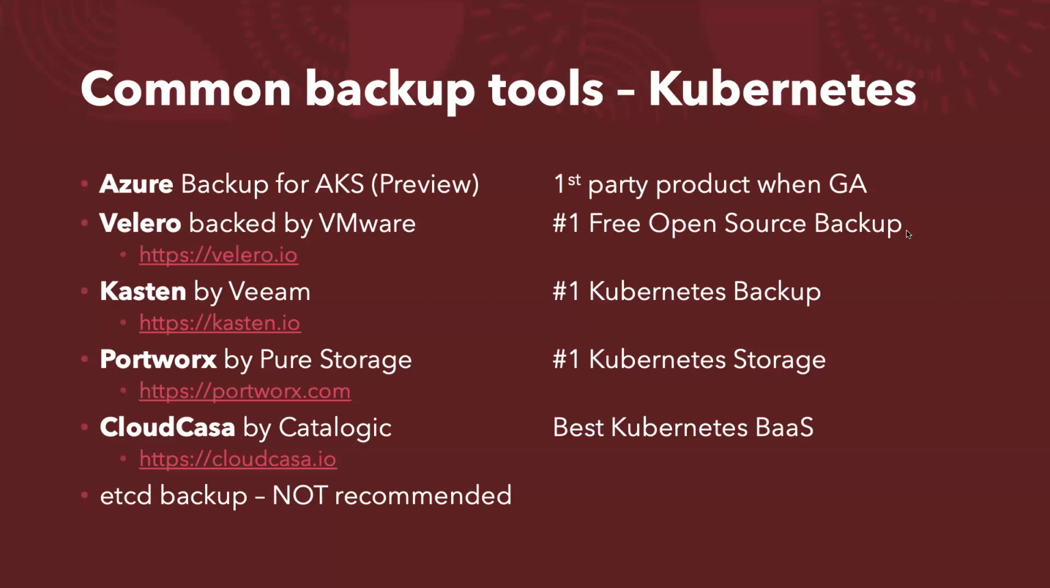So Kasten by Veeam is a startup company acquired by Veeam. They claim they are number one Kubernetes backup. Another one is Portworx, acquired by Pure Storage. They also claim they are number one Kubernetes storage. They're more focused on cloud native storage rather than backup. Backup is an add-on tool to them as well. The last one I mentioned here is CloudCasa by Catalogic. They say they are the best Kubernetes backup as a service tool.